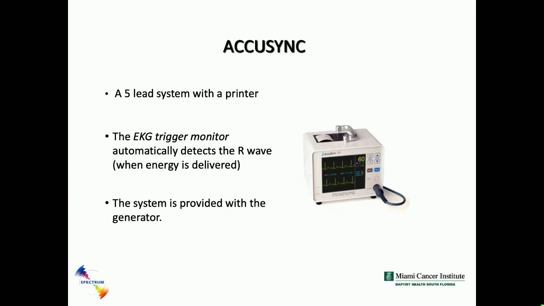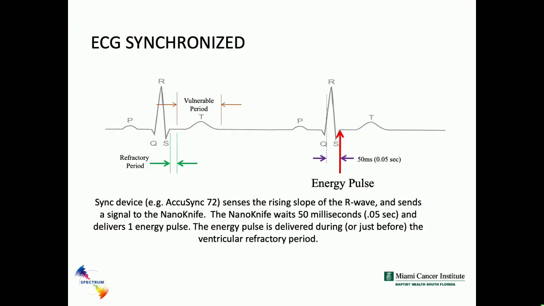Next slide, please. What this AccuSync device does is it detects the rising slope of the R wave in the cardiac cycle, and it sends a signal to the NanoKnife machine. And there is a pause of 0.05 seconds before the electrical energy is released during the refractory period of the cardiac cycle, thereby significantly reducing the risk of cardiac arrhythmias. So that is now, once again, part of the standard treatment. Next slide, please.